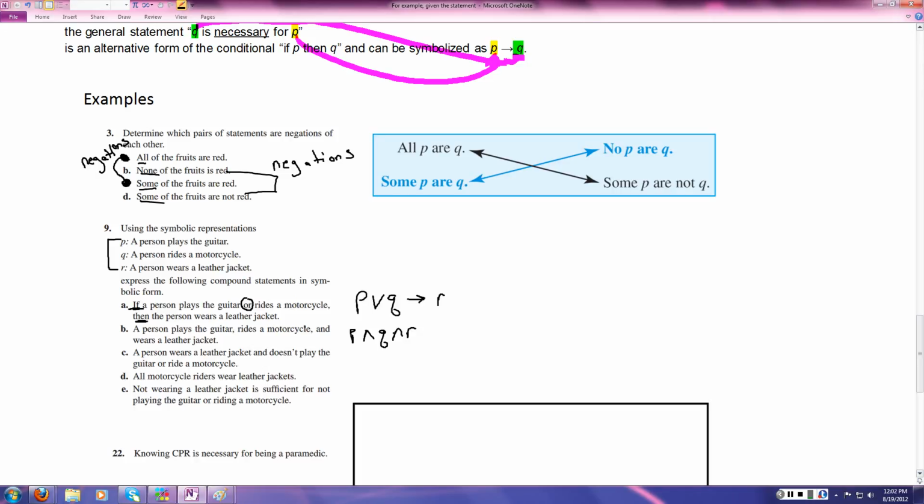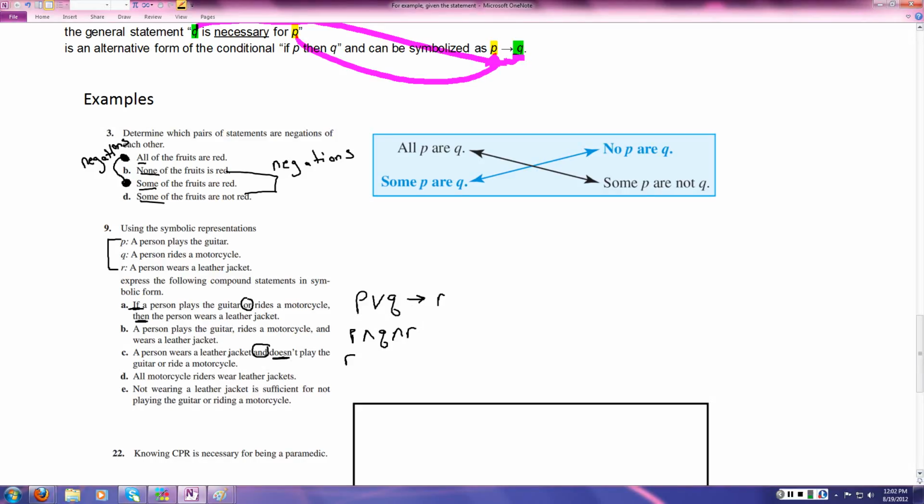A person wears a leather jacket and does not play the guitar or ride a motorcycle. So I have and doesn't play the guitar or ride a motorcycle. This tells me that the negation is being distributed through guitar and motorcycle. So a person wears a leather jacket, that's R, so the first thing I write is R. Again, there's no if-then, so I don't have a conditional and I don't need the arrow.